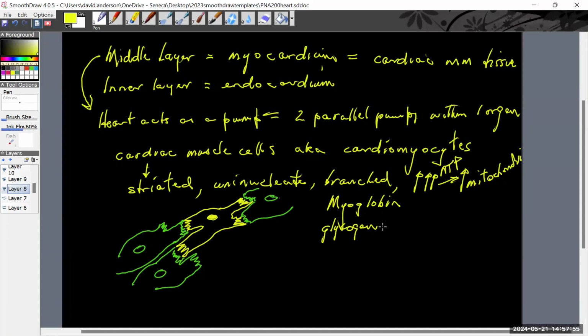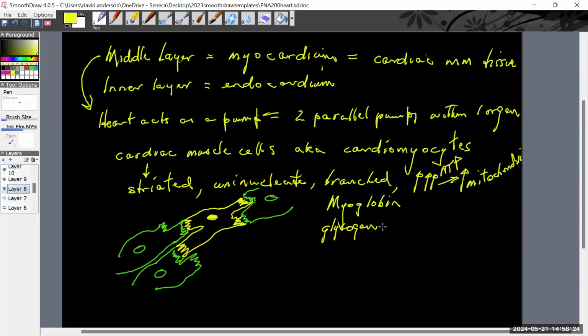This cell can store glucose as glycogen. What is glycogen? Glycogen is a molecule of glucose plus glucose plus glucose plus glucose to make it a polysaccharide. It is stored glucose that can be easily broken down into its building products, glucose, to be made available to the mitochondria for ATP.